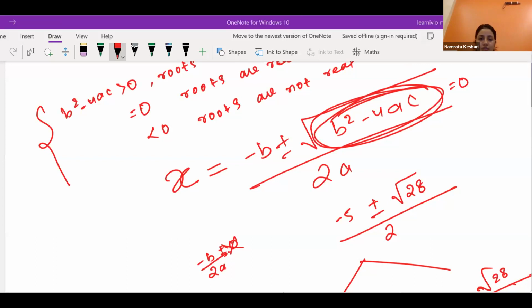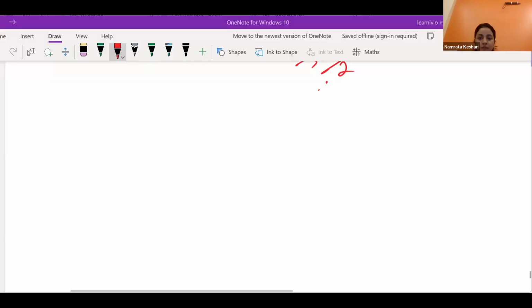Let me see which chapter we were discussing over here. Quadratic equations. Yes, ma'am. We were doing quadratic equations. Can you see the screen? Okay, let me give you a question.